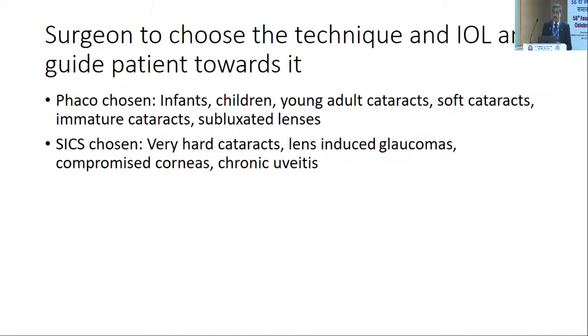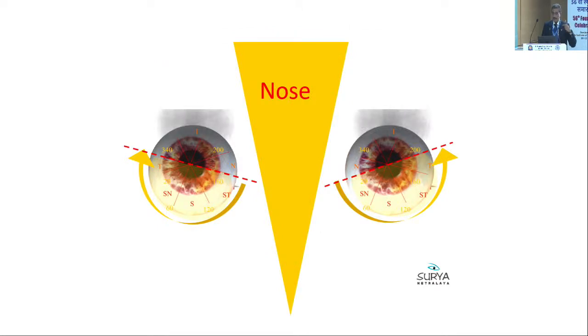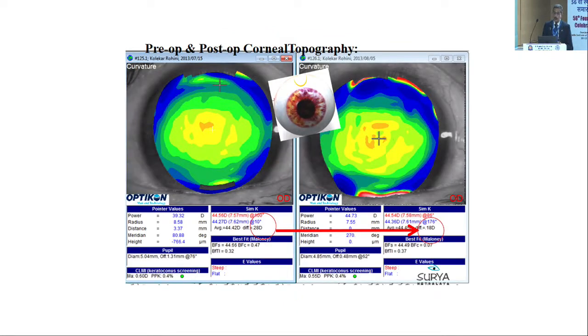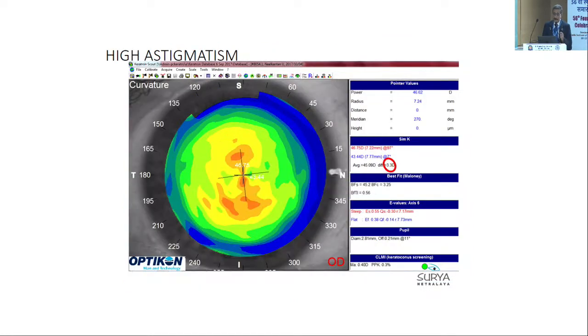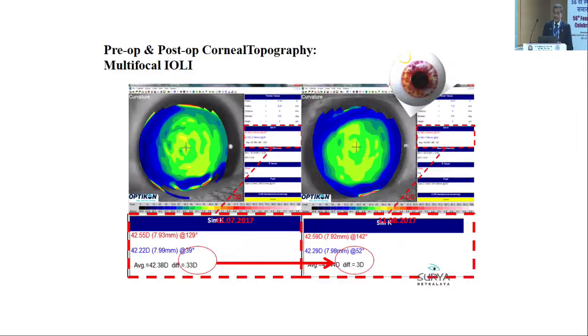So the surgeon has to choose the technique and the IOL and guide the patient towards it. So phaco is definitely best, but especially so for infants, children, young adult cataracts, softer cataracts, immature cataracts, subluxated lenses. SICS can be chosen for very hard cataracts, lens-induced glaucomas, compromised corneas, chronic uveitis. So like in SICS, we can center it on the steeper meridian. And because we have almost nearly 180 degrees to choose from, and if we do that well, even a high astigmatism like this, -3 diopters, can be completely neutralized by SICS.